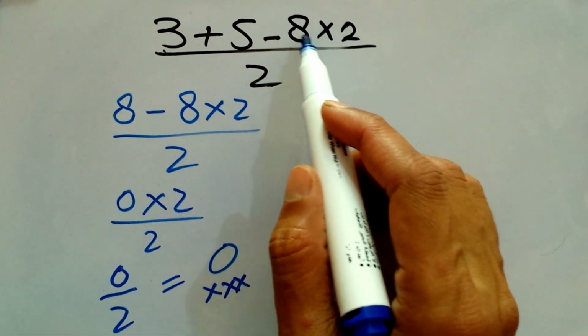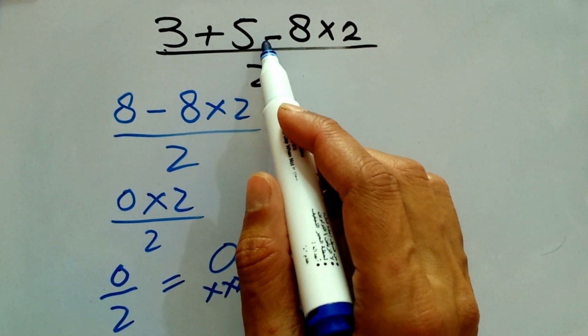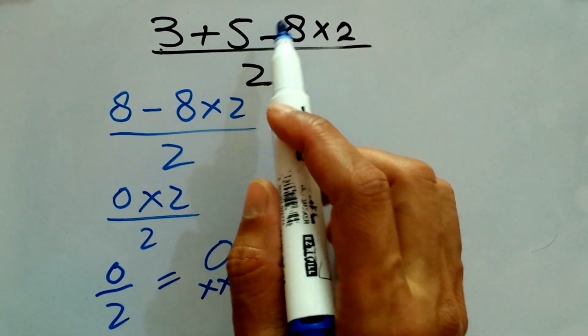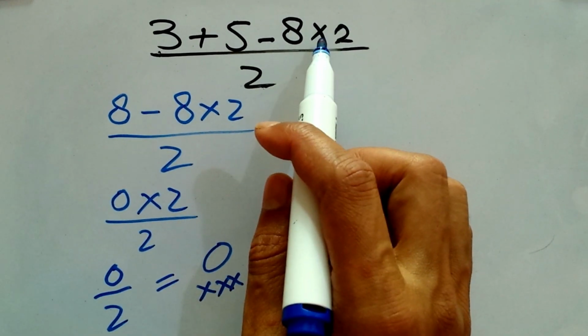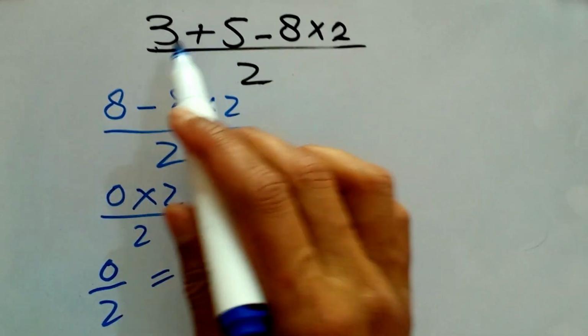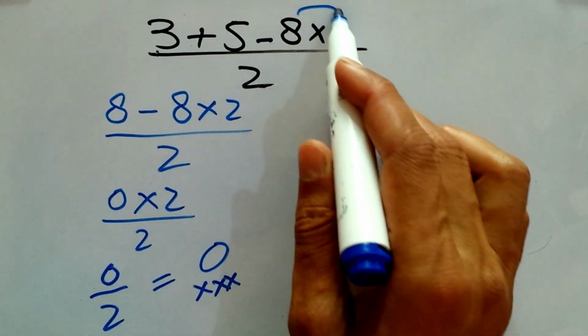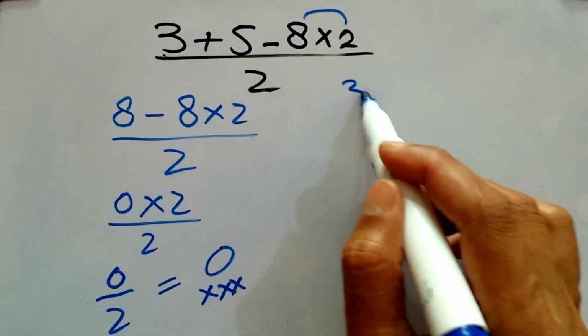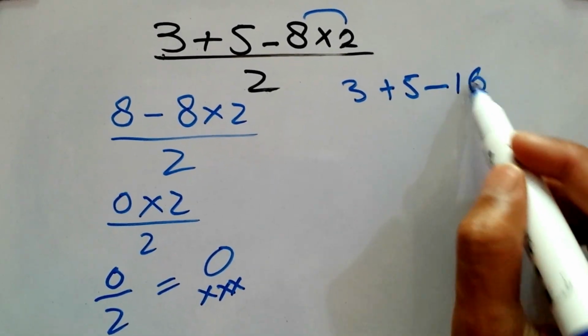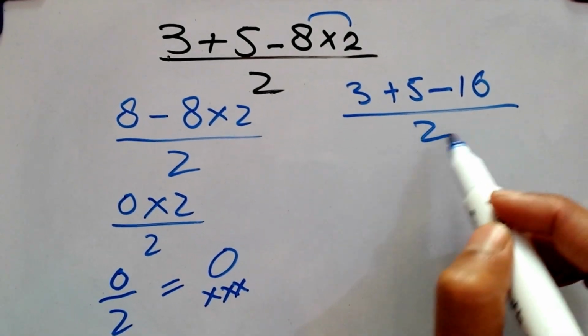Because multiplication must be done before addition and subtraction. Right? So addition and subtraction come after multiplication. So follow the order of operations. We use the PEMDAS rule. So first of all, multiply. So 3 plus 5 minus 8 times 2 equals 16, all over divided by 2.